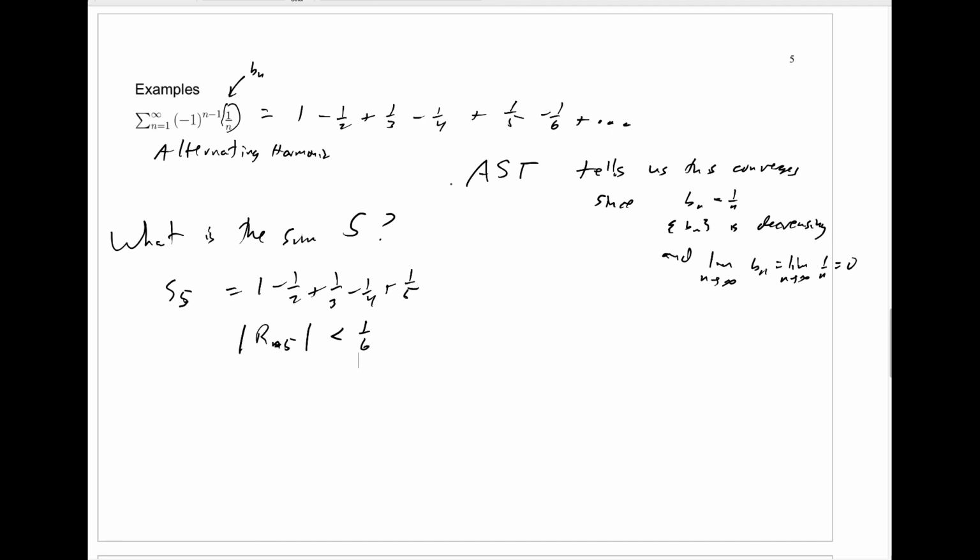So that's pretty close. But what if you need to know the answer to 3 decimal places? Or let's just say you need to know the answer to within 0.001. Will this partial sum be close enough? Certainly not. The error, we can tell, is at most 1/6. That's not good enough to be sure that we're within 0.001. How can we be sure we get to within 0.001?